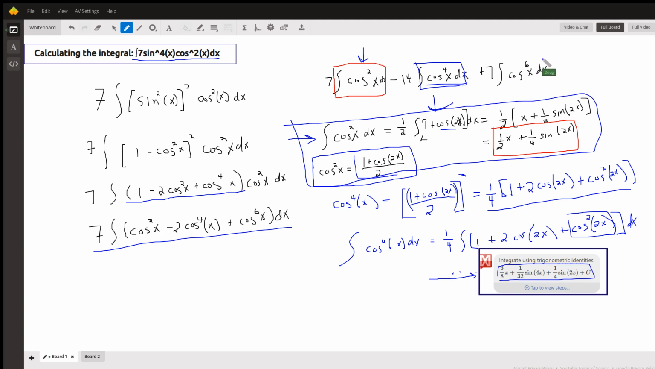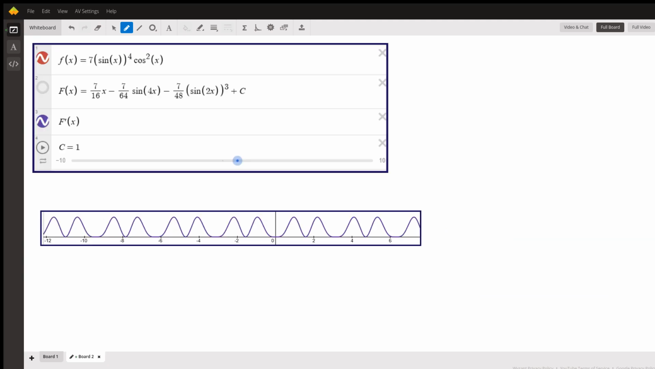And then you can do the same thing for this cosine 6. What's an antiderivative of cosine 6? Same basic technique, but you'll be raising this half angle identity to the 3rd power. It gets really painful. I'm not going to go into that. I'll let you go to MathLab to try to figure out what the antiderivative is, but I did it all. Here's what it looks like.